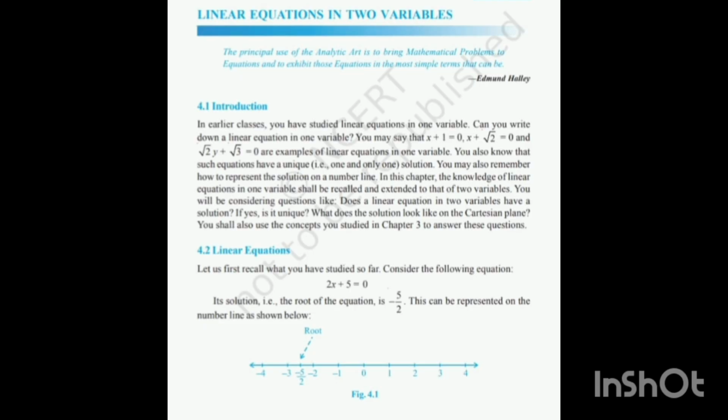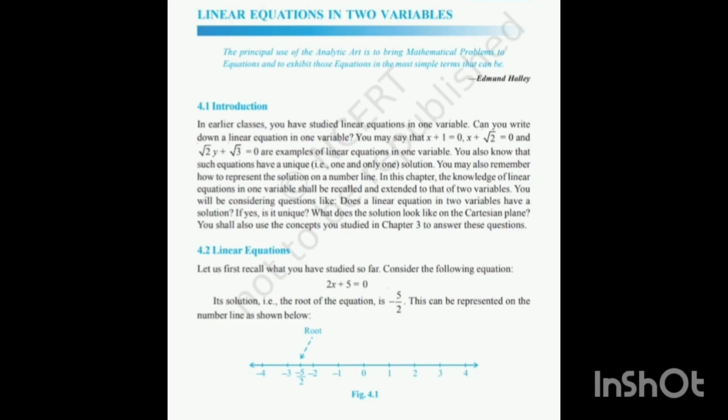If we want to find the exact value of the variable, then x has the exact value of minus 5 upon 2. So that is the exact solution of the x variable. We can show this on the number line also. We have seen this already in previous classes.